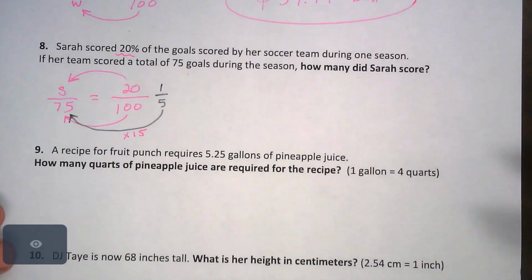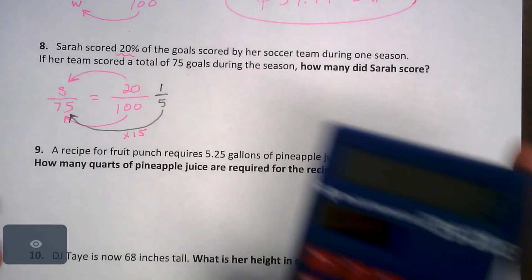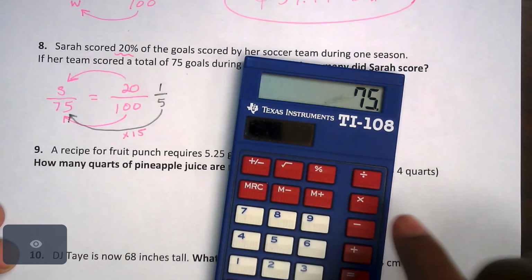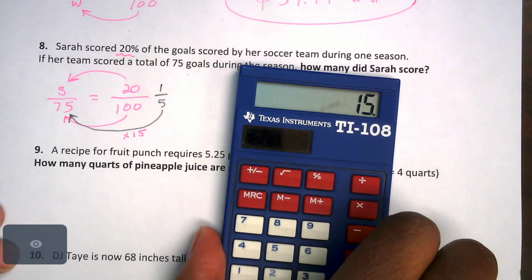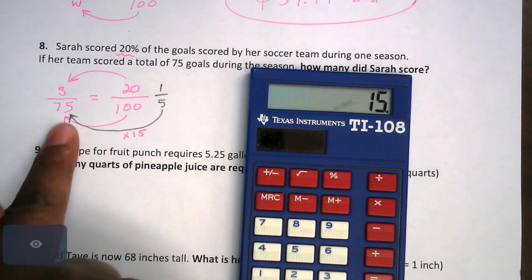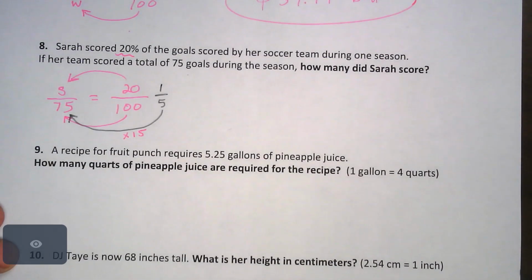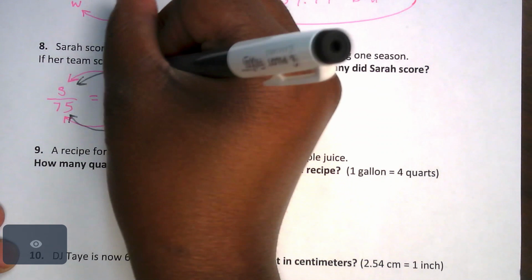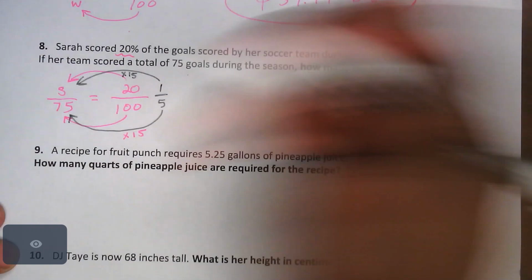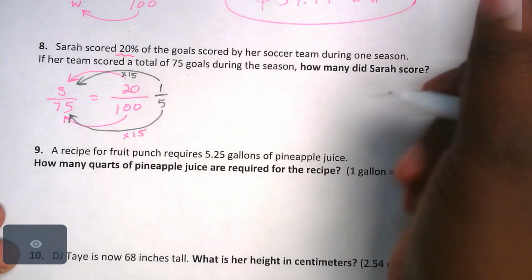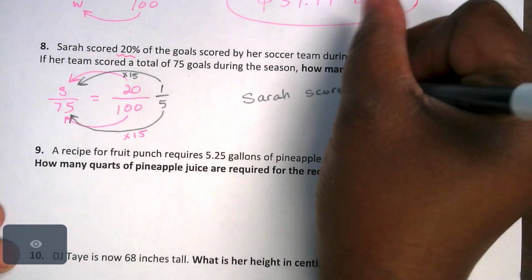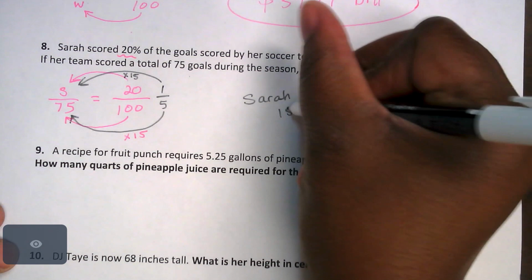And you may say, well, how would I know that? Well, you can use your multiplication chart, but let me also show you with the calculator. So I'm pointing to 75, and the tail end is 5. So it's 15. So that means I'm multiplying that 5 by 15. All right, so if I multiply down there by 15, I have to multiply up here by 15. And 1 times 15 is simply 15. So Sarah scored 15 of the goals.